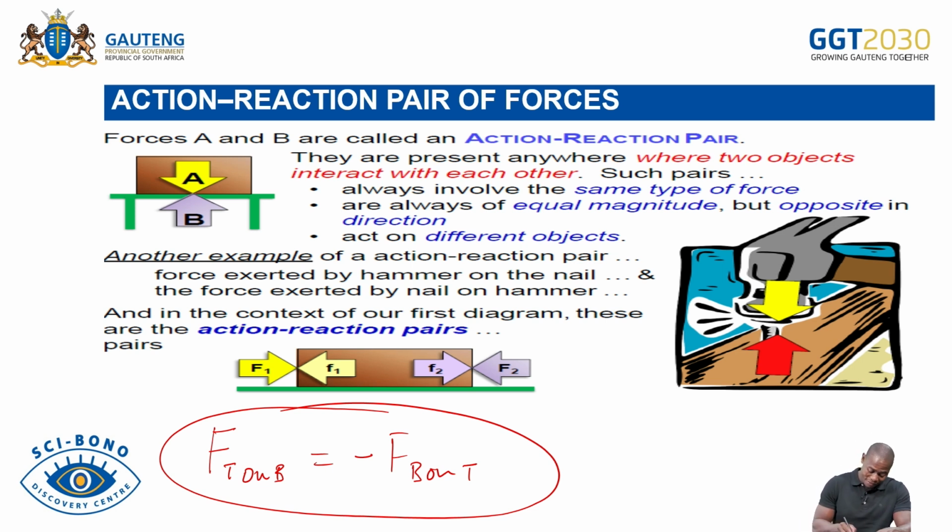So our focus in this scenario, learners, is that there is a block on top of the table. There is a force exerted by the table on the block. T stands for the table and B stands for the block. The action is the force of the table on the block, and then the reaction force will be the force of the block on the table. Those two objects are in contact, the block and the table. The force exerted by the block on the table is the action force, and the force exerted by the table on the block is the reaction force.